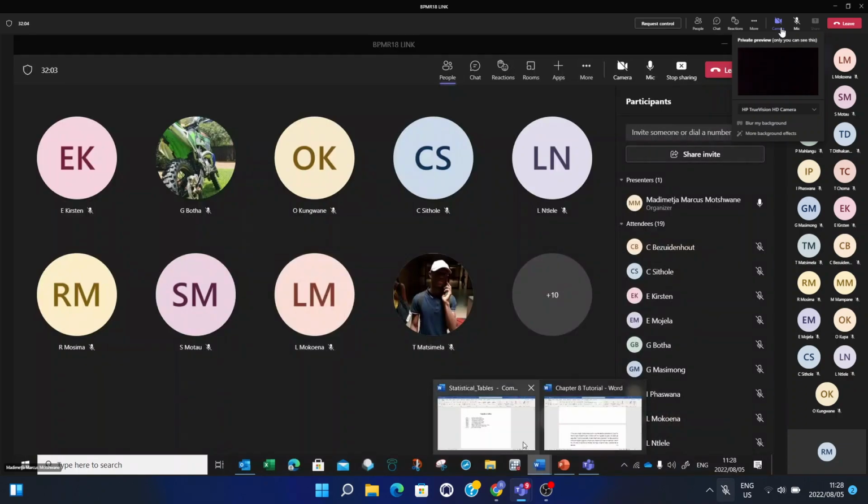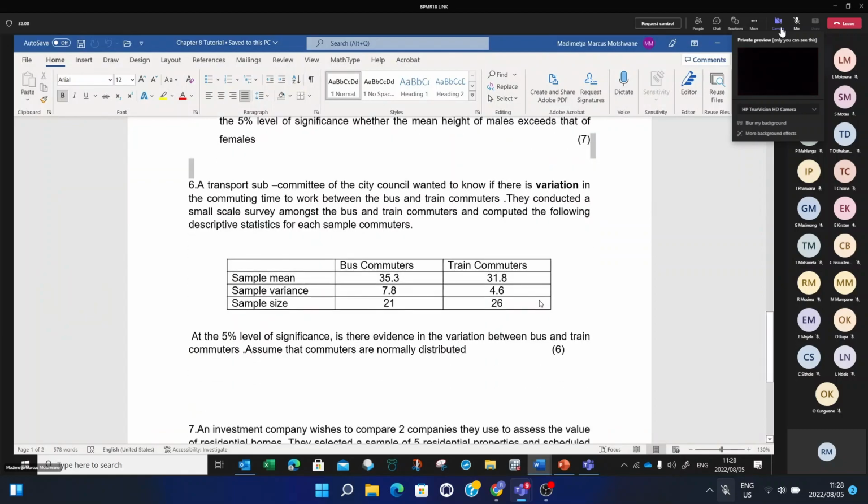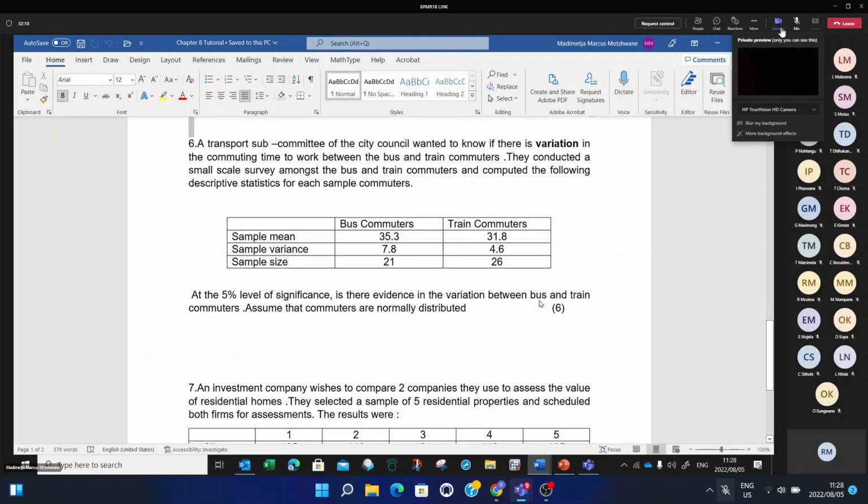The next question, question 6. Here is question 6. Sorry.